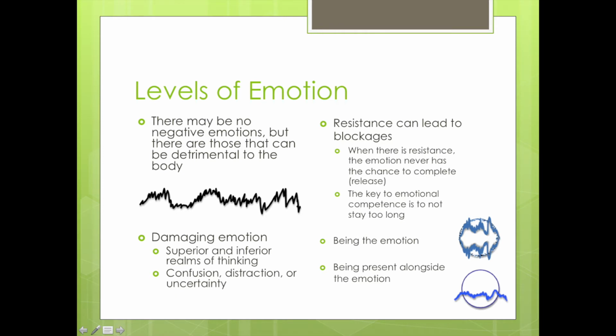So while there may be no negative emotions per se, there are those that can be detrimental to the body. So there are those influences that support health and well-being and those that do not. So some examples of damaging emotion would be superior or inferior realms of thinking, confusion, distraction, or uncertainty. And resistance to these emotions is what often leads to blockages. So when there is resistance, the emotion never has the chance to complete or release.